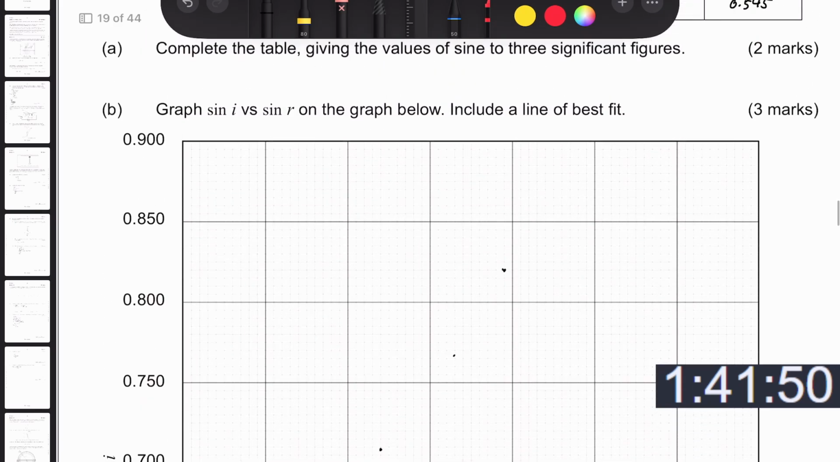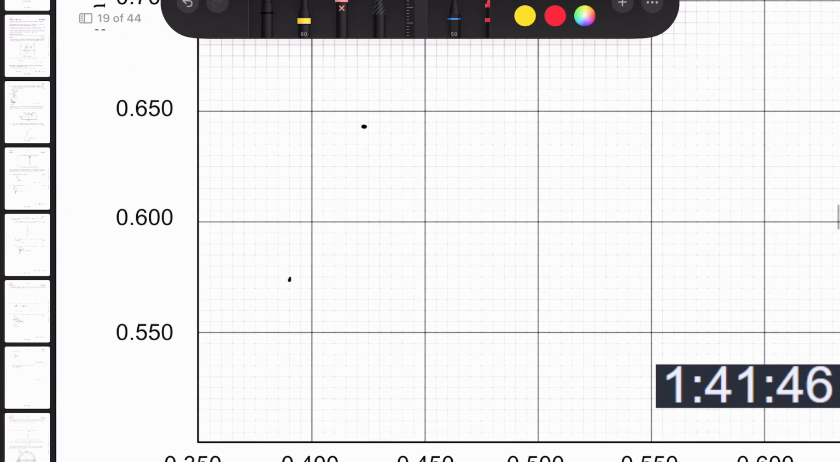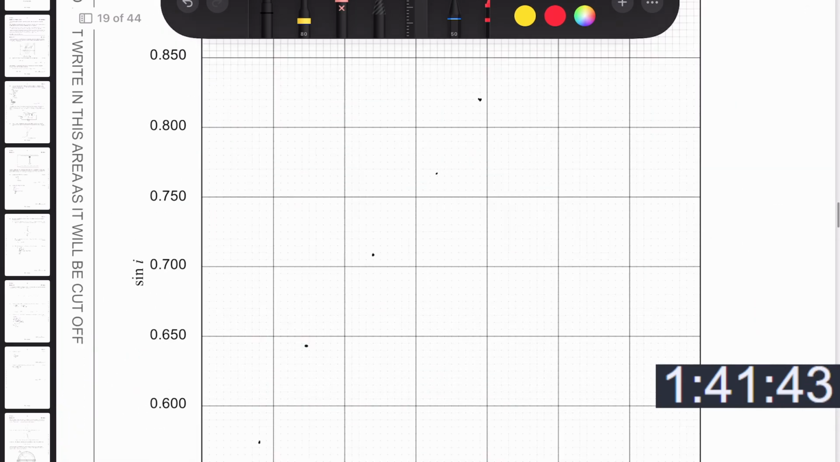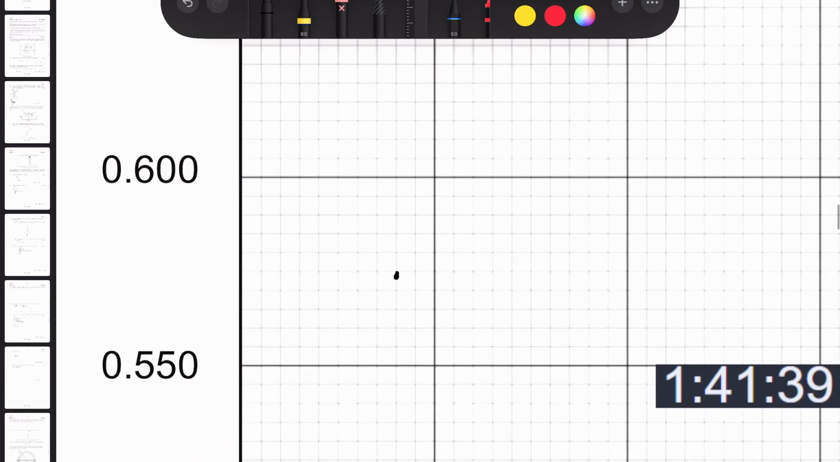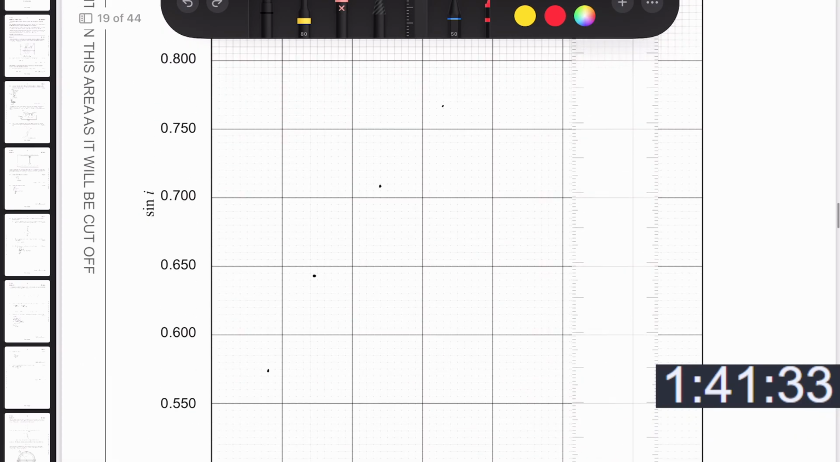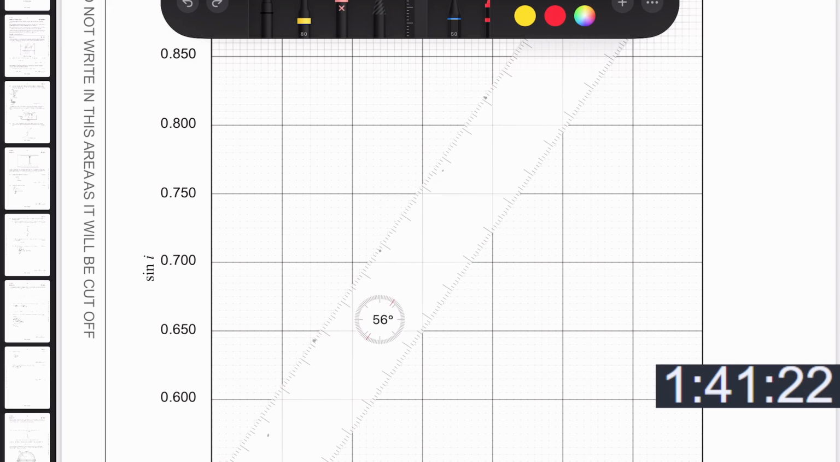There, and then include a line of best fit. Okay, did I do this correct? I feel like this point is a bit odd. Yeah, I don't know. Don't think I can get much better than that. So line of best fit. We pretty much hit these ones in the middle. Maybe a little off these.